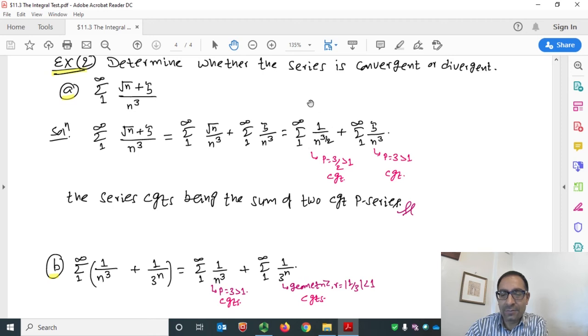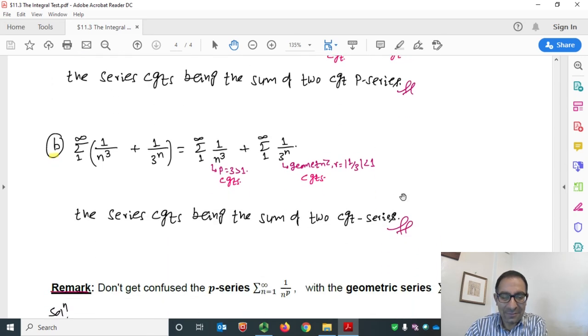And now here n to the power 5/2, the exponent 5/2 is bigger than 1. So being a p-series, this converges. And this also being a p-series with p equals 3, greater than 1, converges. And the sum of two convergent series also converges. That means the given series is convergent. Awesome. But we don't know what number it converges to, but it converges. Great. Part B.